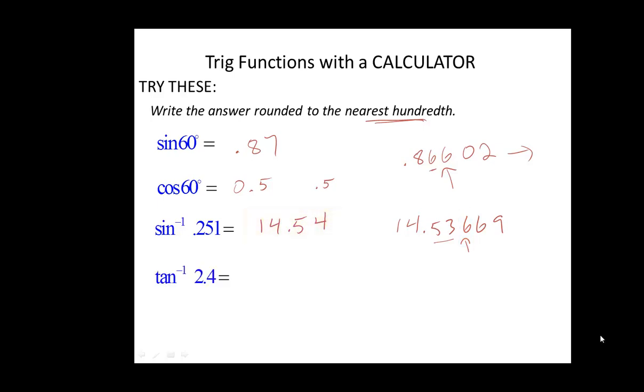Now for the inverse tangent of 2.4, go ahead and put that in your calculator. Again, in your calculator you see many digits. You want to round to the nearest hundredth. Here's the hundredths place, so it's 2 places. And you look at the digit after it, which is actually a 0, so this is simply going to be 67.38. And that concludes our video on using your calculator for trig functions.